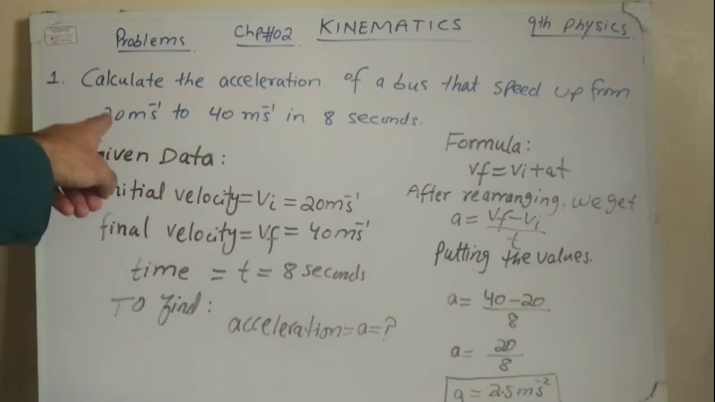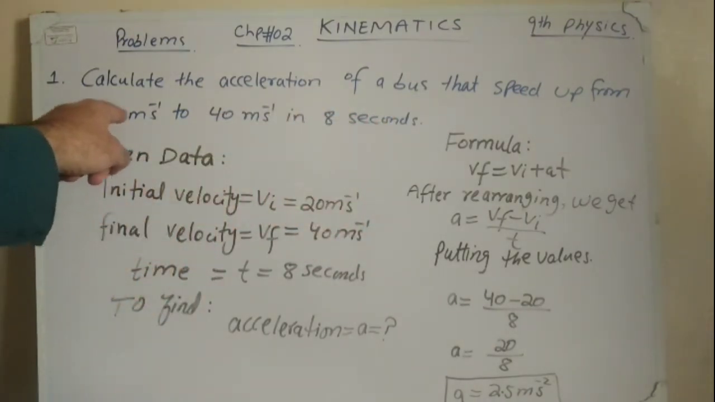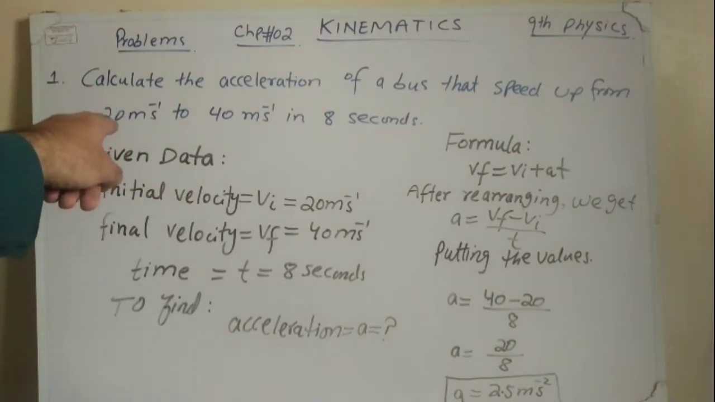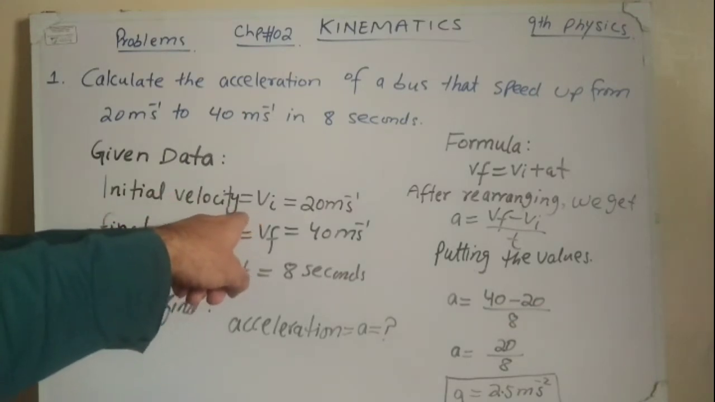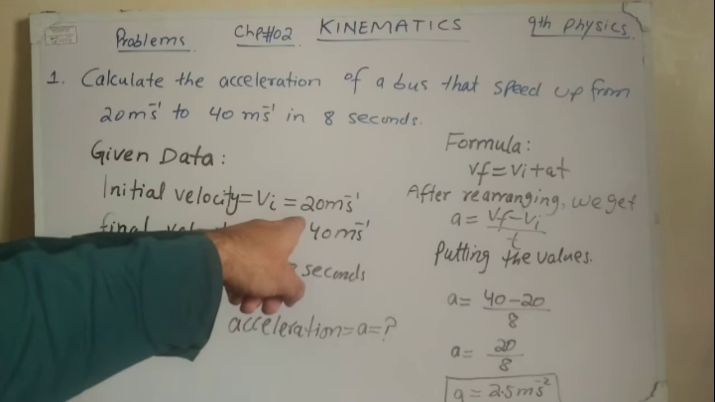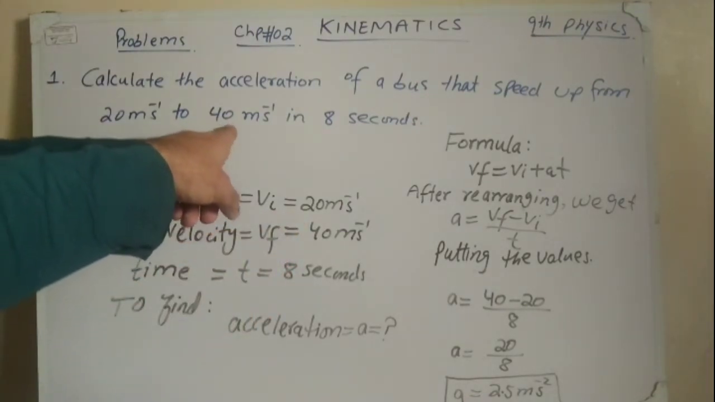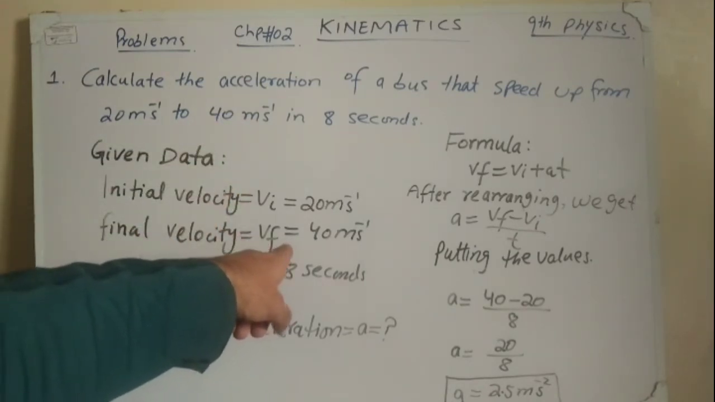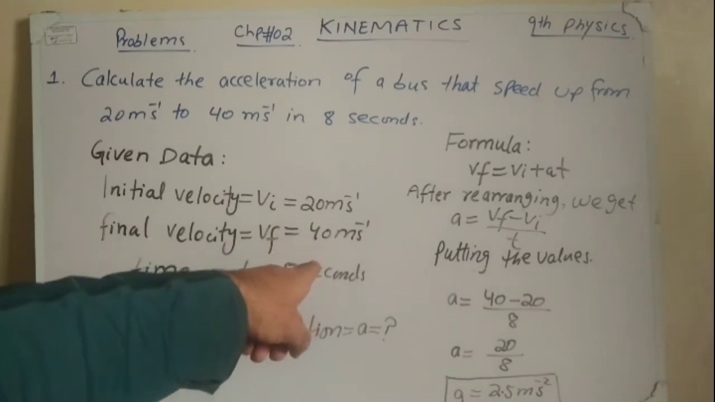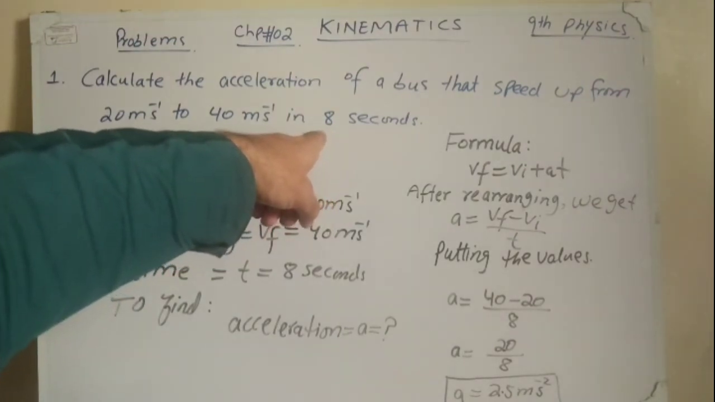So we are given 20 meter per second because this bus speeds up from 20 meter per second to 40 meter per second. This means that its initial velocity is 20 meter per second. So we write initial velocity, which is denoted by vi, which is equal to 20 meter per second, and it speeds up to 40 meter per second. This means that its final velocity, denoted by vf, is 40 meter per second. Time is given to us, which is 8 seconds. You can see in the numerical.